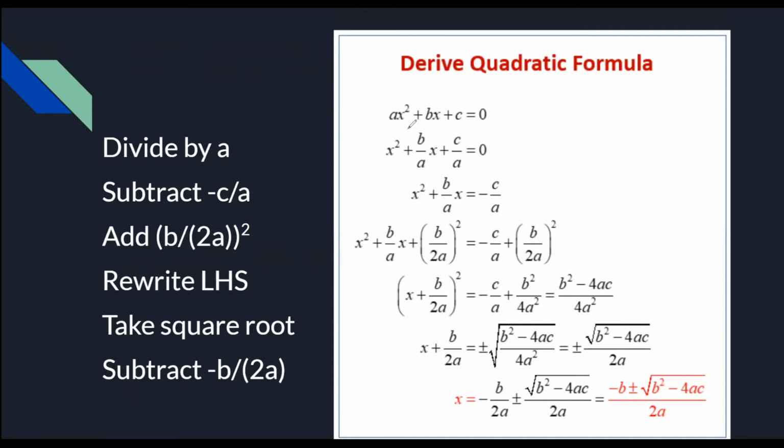You start with the first equation, ax squared plus bx plus c equals 0. But you want the coefficient of x squared to be 1, right? So you just divide both sides by a. You can divide both sides by a because the right-hand side is 0, and 0 divided by a is still 0. Then you move c over a to the right-hand side. From this step to this step, all we're doing is subtracting c over a from both sides.